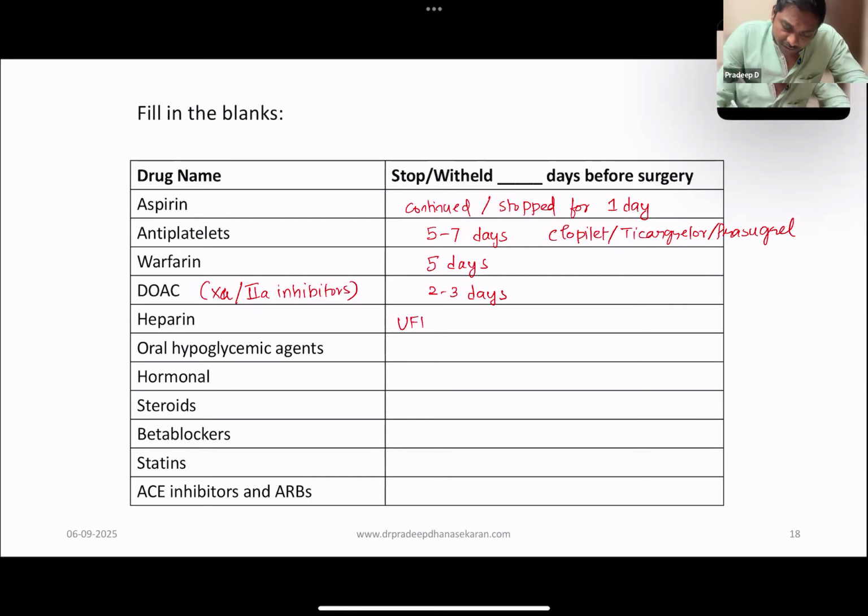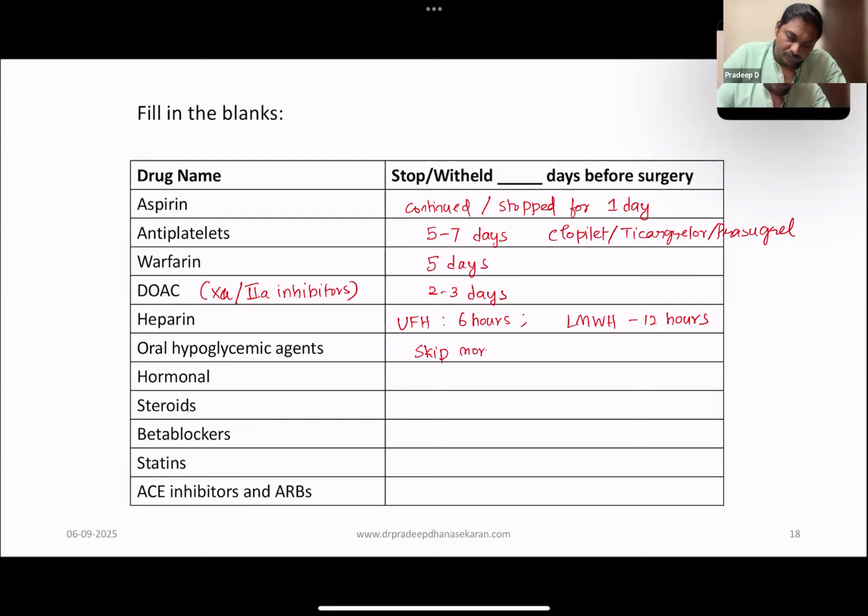Heparin, if you are using unfractionated heparin, 6 hours. If you are using a low molecular weight heparin, it is 12 hours. Oral hypoglycemic agents, skip the morning dose. Hormonal treatment should be stopped for 4 weeks, particularly if the patient is on tamoxifen or letrozole.